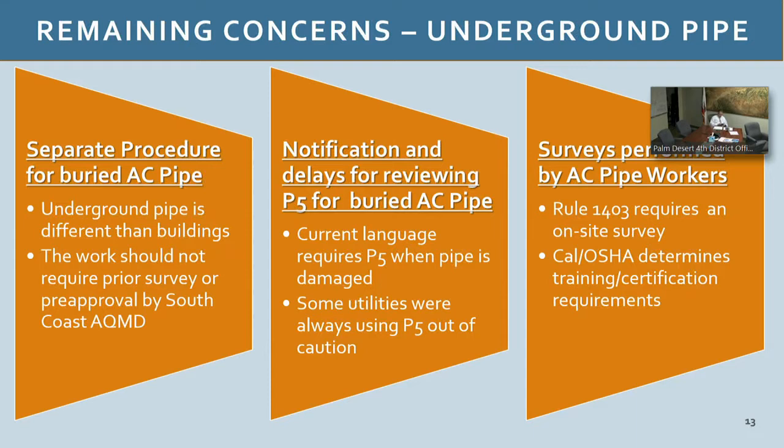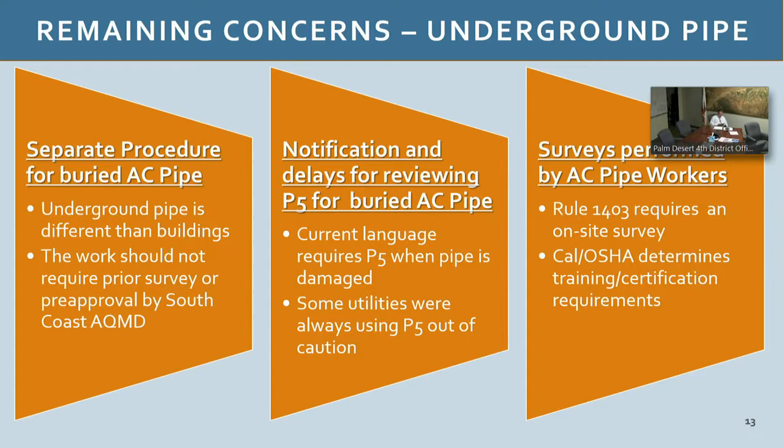We're also hearing concerns about notification and delays for reviewing what we call Procedure 5s for buried underground pipe. So Procedure 5 is a work practice that pertains to non-friable material that has been damaged or disturbed. Those we require that you call the district, that we get to review your plan, approve your plan, and then you do the work.